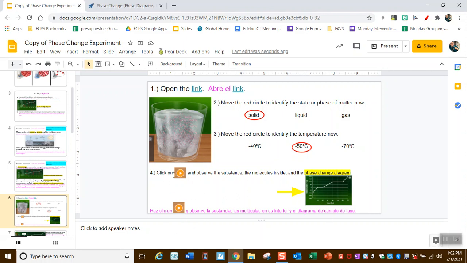Okay, click on play and observe the substance, the molecules inside, and the phase change diagram.